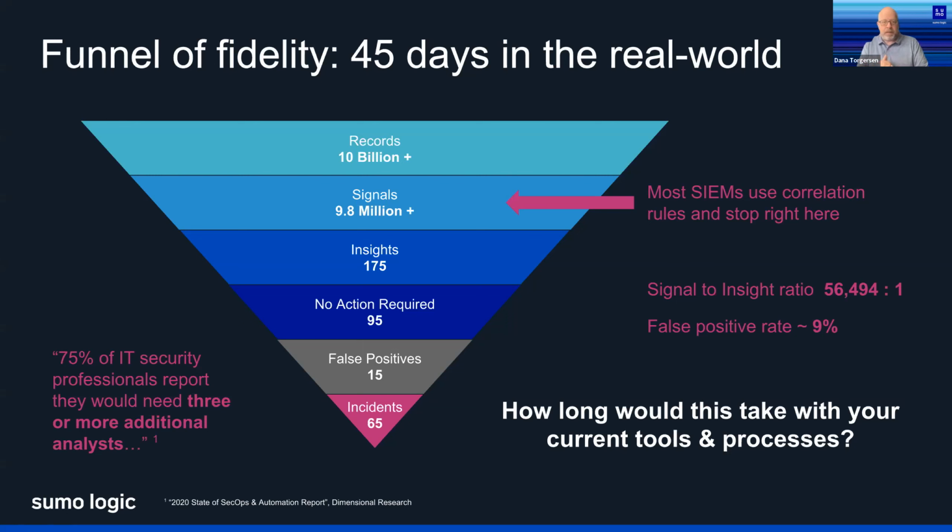In fact, this company witnessed a signal to insight ratio of about 56,000 to 1, leading to 175 insights, of which they validated 65 incidents over the course of this 45-day proof of value. This customer also struggled with a 98% false positive rate, despite multiple tools and services they were using, from endpoint data to working with the previous MSSP vendor. But with our Cloud SIEM, we enabled them to centralize their data and consolidate these tools while drastically reducing their false positive rate down to 9%. That's a 90.2% reduction in the false positives they were dealing with.